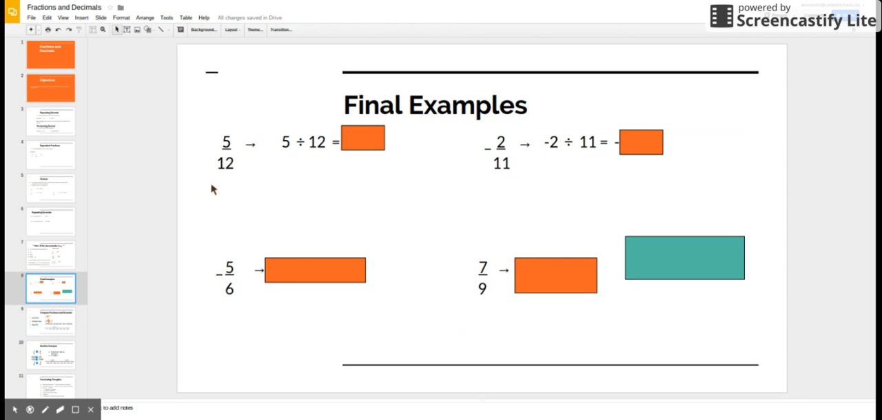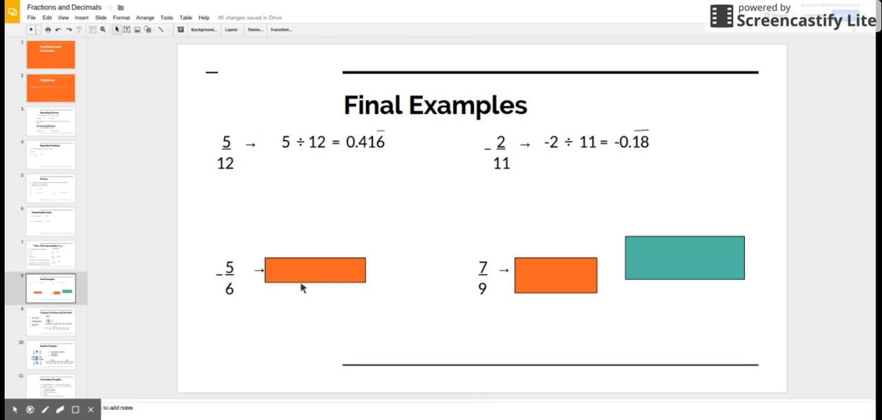I want you to try to pause the video and do these on your own. By now you should have already done these on your own if you want to check. Here are the answers. For here, you would do 5 divided by 12, and you would get 0.416 repeating. Just the 6 is what repeats. Here you do negative 2 divided by 11, and you would get 0.18 repeating. Sorry, it's a negative 0.18 repeating. Remember, negative divided by positive gets you a negative.